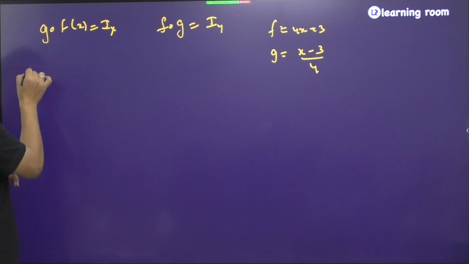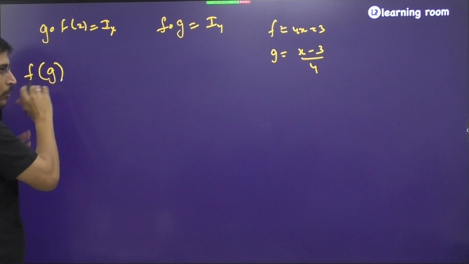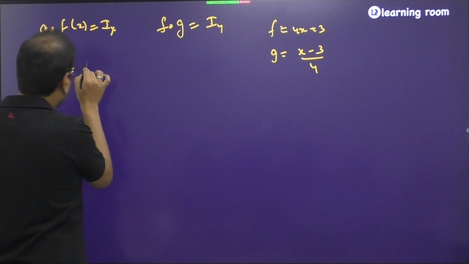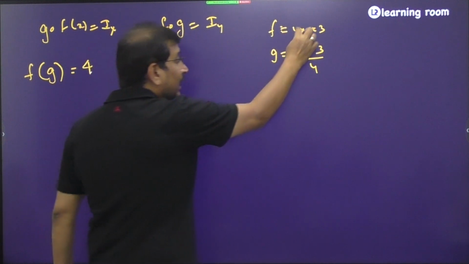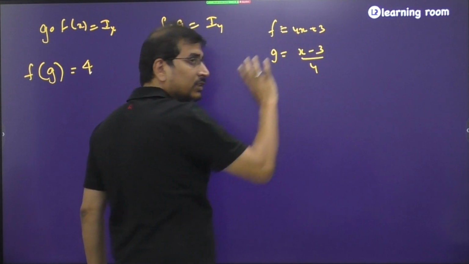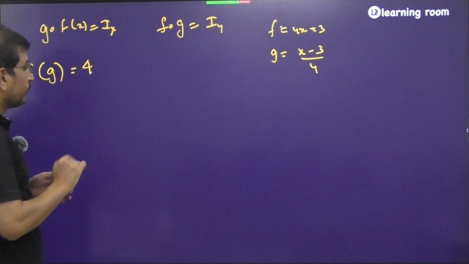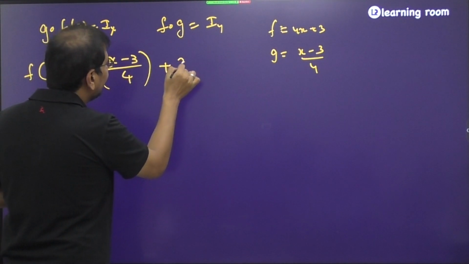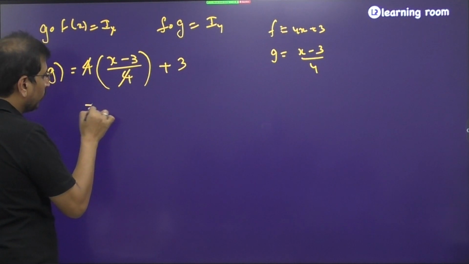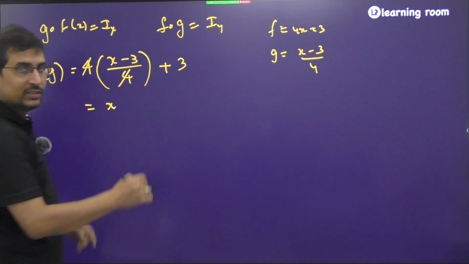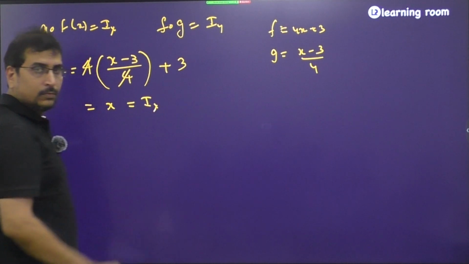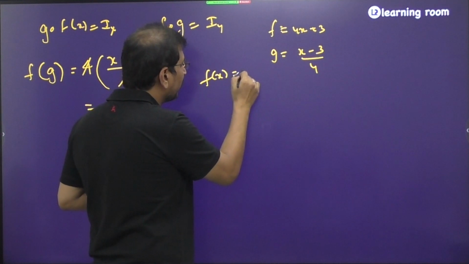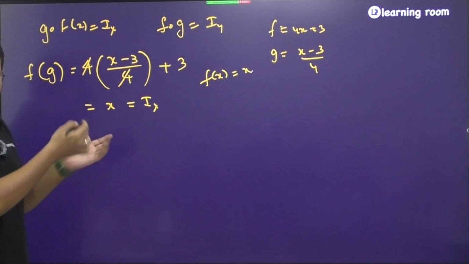Now, what is f of g? I'm not putting x or anything. Means 4 is there, write it as it is. Wherever you have the variable, replace that variable with this function. So what will you write? 4 times (x minus 3) divided by 4, plus 3. 4 and 4 are gone, 3 and 3 are gone. What is it that you're left with? Is this not what is I of x? Ix is an identity function. What is the identity function? You remember f of x is equal to x, or y is equal to x, is an identity function.